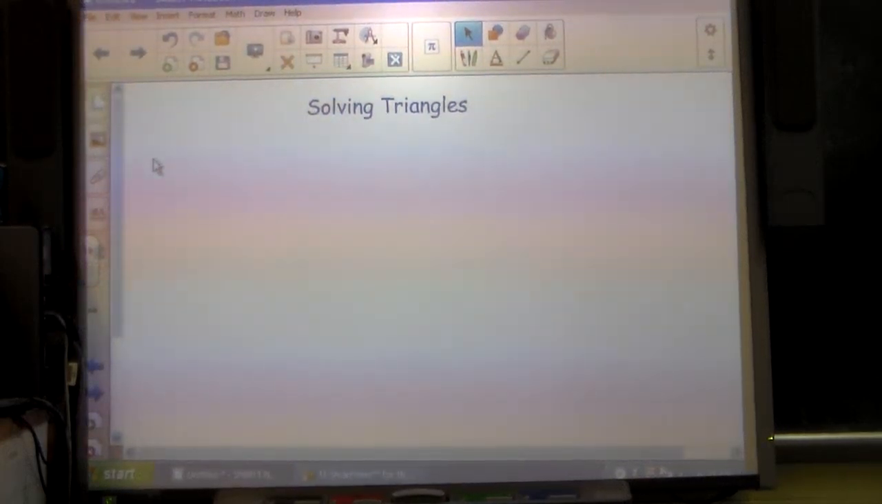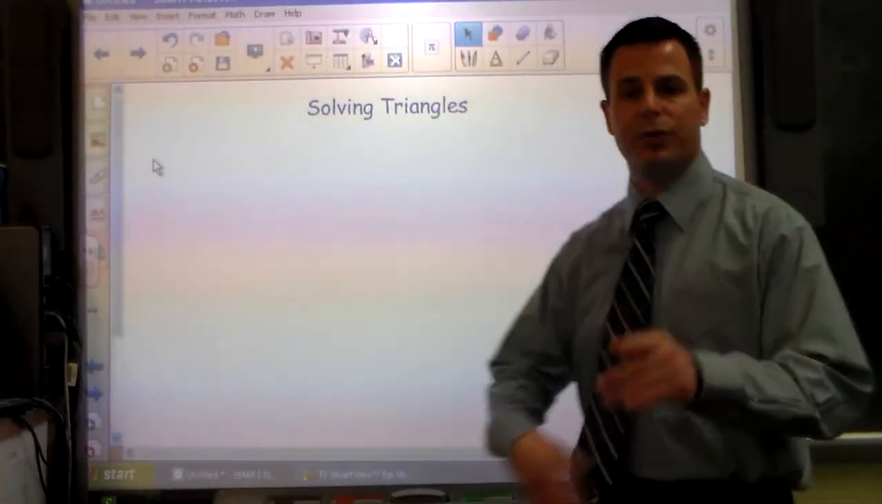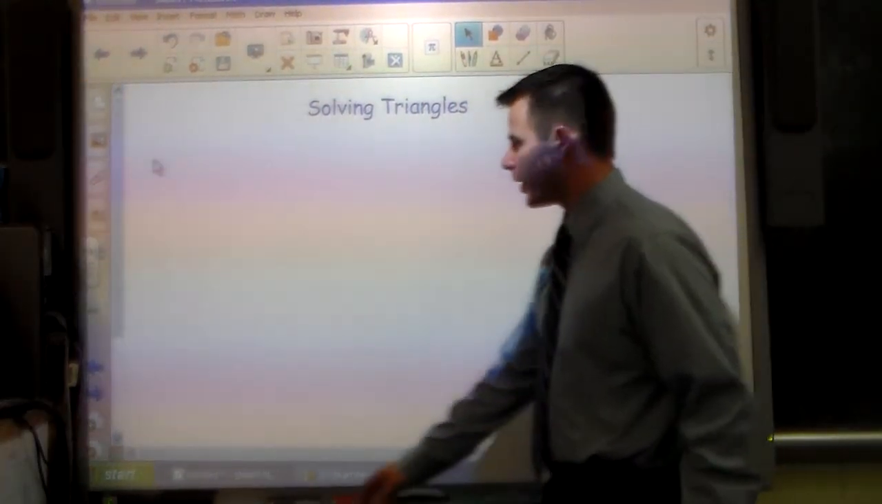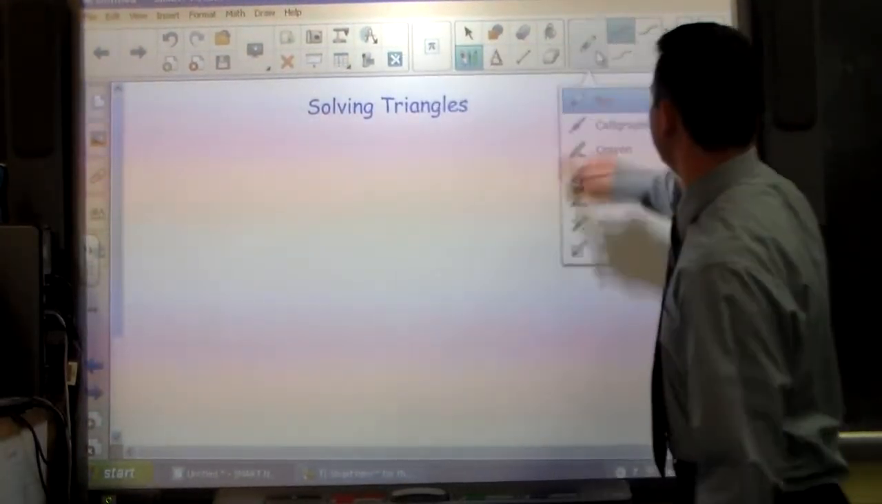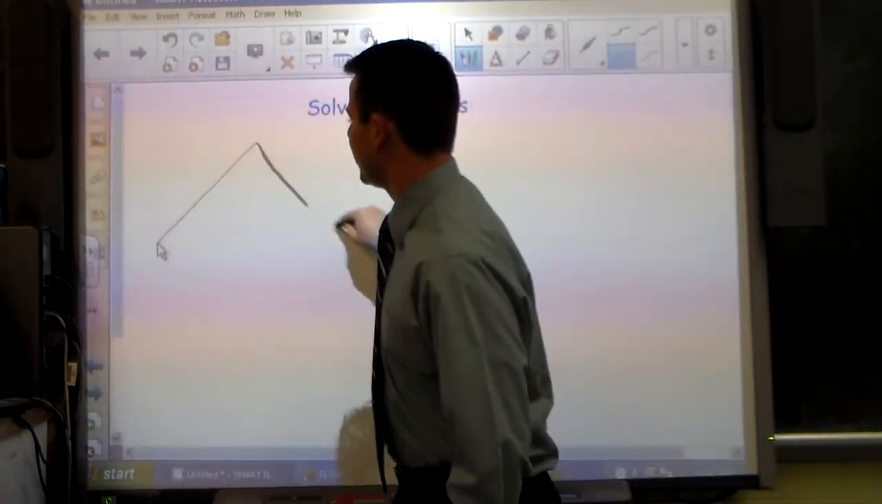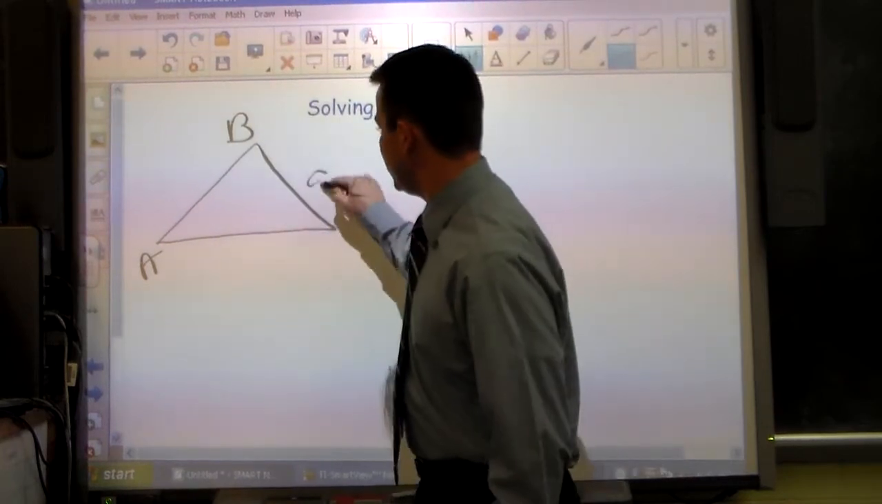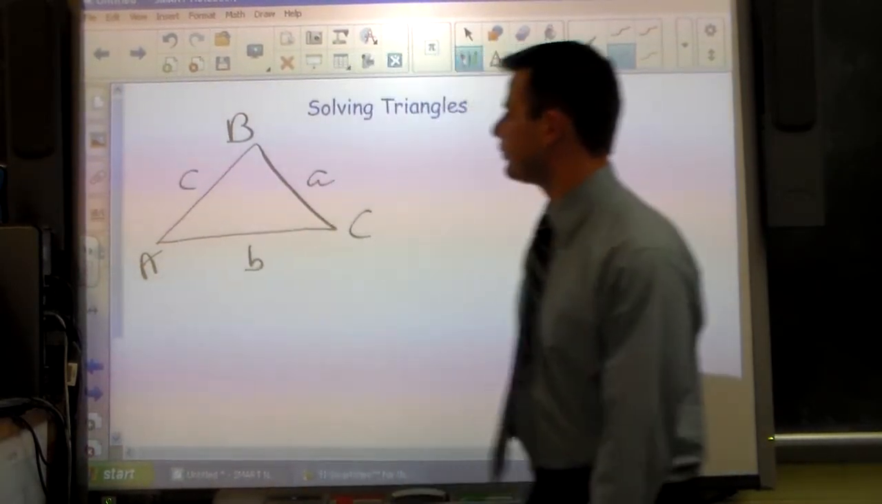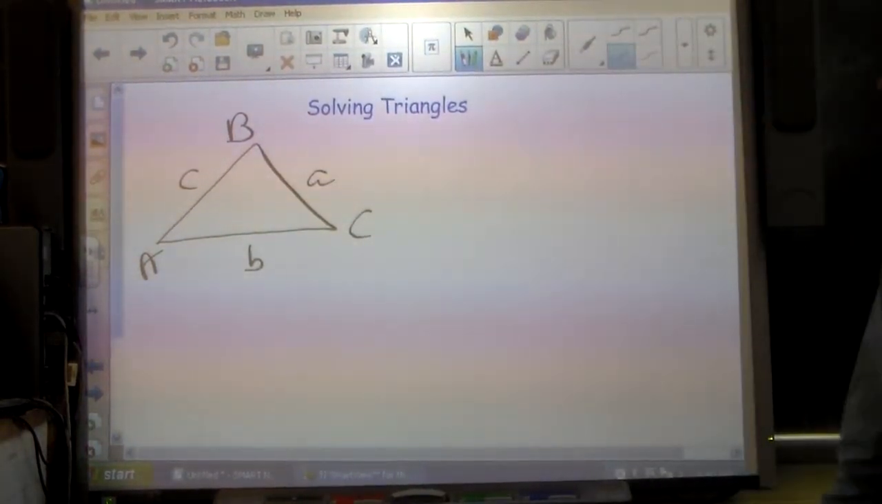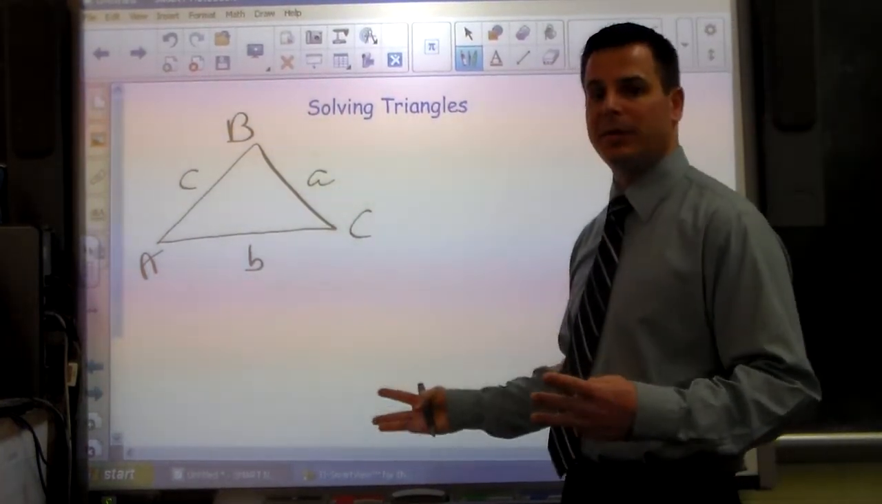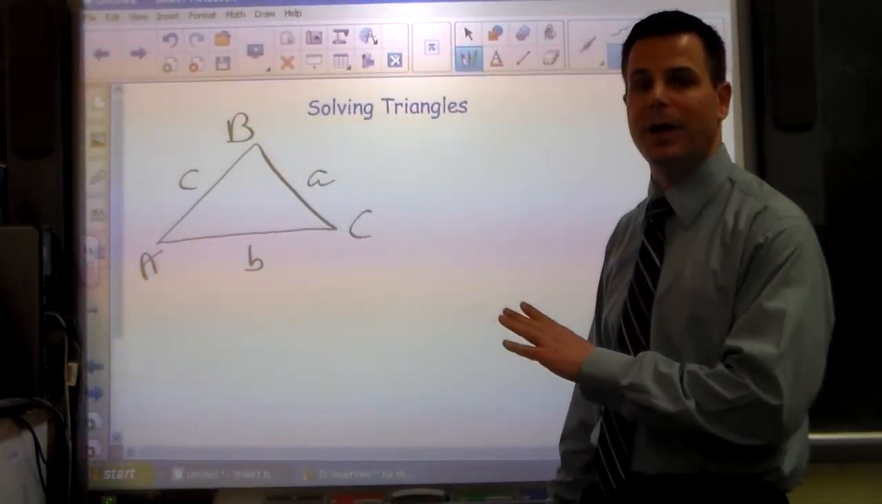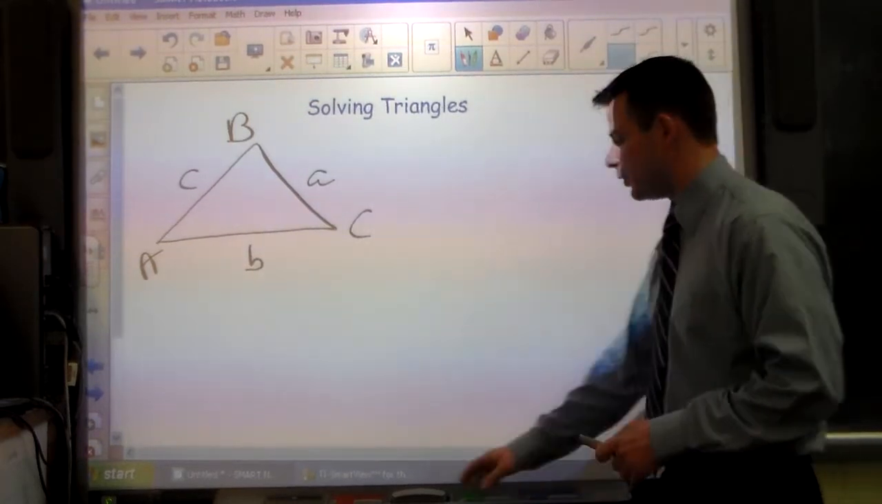All right, so what we're gonna do, we're gonna apply all three laws to solve a triangle. Solving a triangle means that you're given three pieces of information and you wanna find the other three pieces of information. If you think about how a triangle works, there are three angles and three sides. So if you're given three pieces, you could find the remaining three pieces. Now, depending on those three pieces of information, that will tell you which law to use.